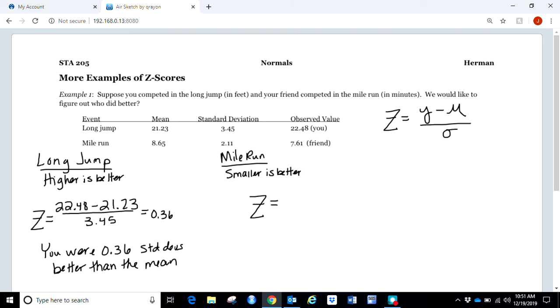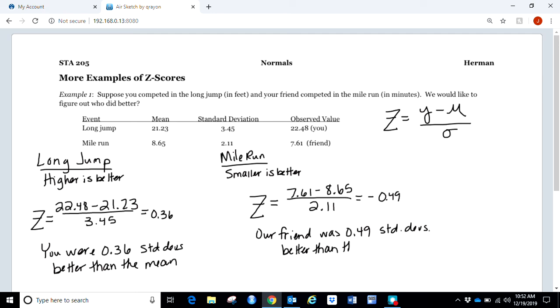Let's do something similar here for our friend, but keep in mind here that smaller is actually better. Their run time was 7.61 minutes. The average was 8.65 minutes. And we have a standard deviation of 2.11 minutes. Doing our math here, we get a negative z-score this time of negative 0.49. Now, why was it negative? Well, it was negative because their run time was under the mean. But recall, being under the mean is actually good here, right? So they actually also were better than the mean. So this time, our friend was 0.49 standard deviations better than the mean.